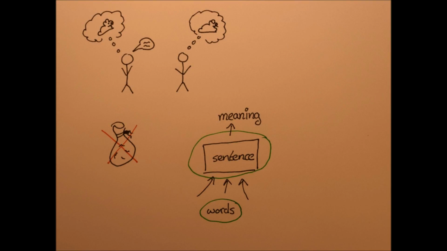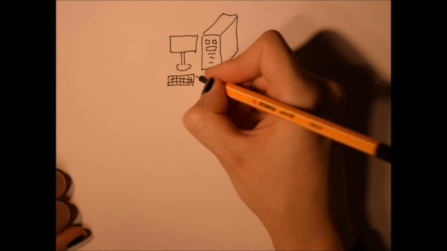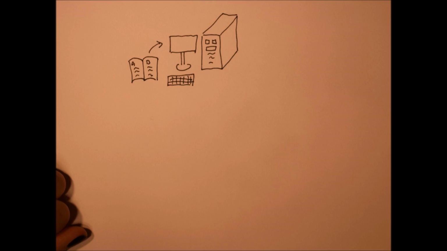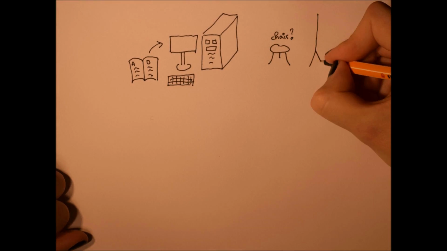Let us first focus on the meaning of individual words. Teaching a computer the meaning of a word seems straightforward. Just give it a dictionary. However, suppose you didn't know what a chair was, and I gave you a description, something like a thing made for one person to sit on. Would that be enough? Is a stool a chair? And what about a swing?